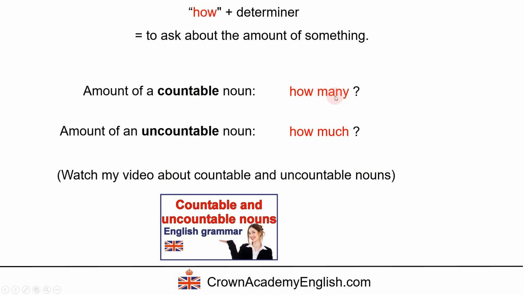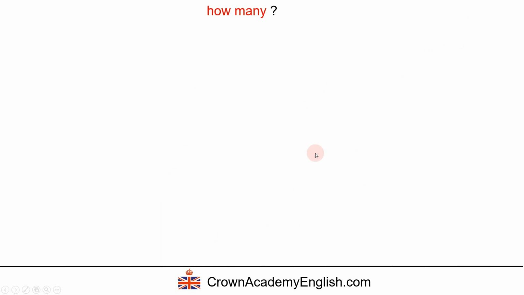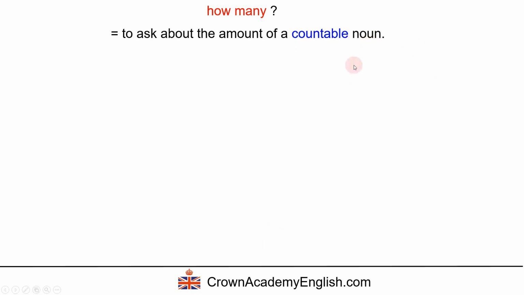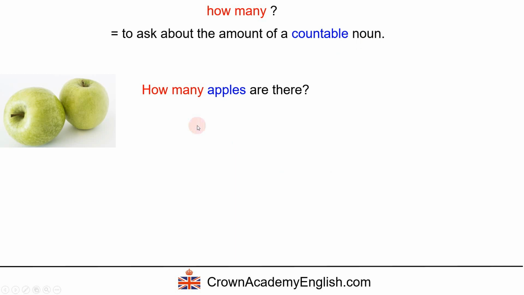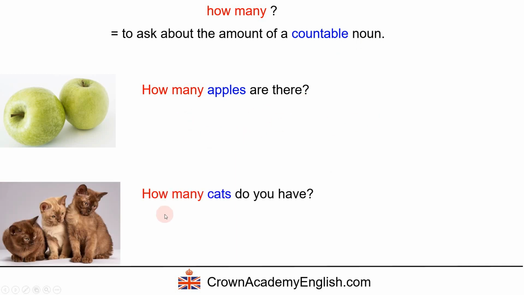So let's now look at how many and how much. How many? To ask about the amount of a countable noun. How many apples are there? How many cats do you have? So obviously here the answer would be, well, there are 2 apples. And here the answer would be, I have 3 cats. So we're talking about the amount of a countable noun.